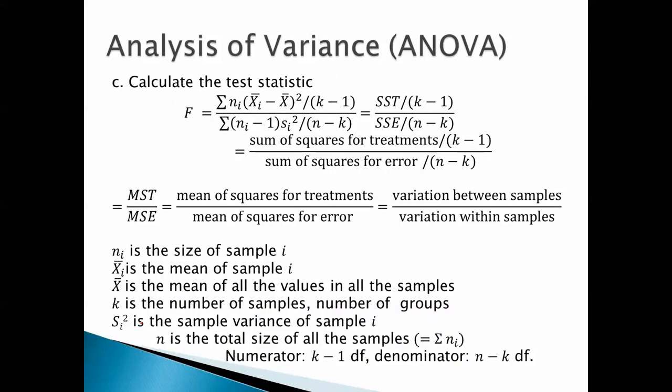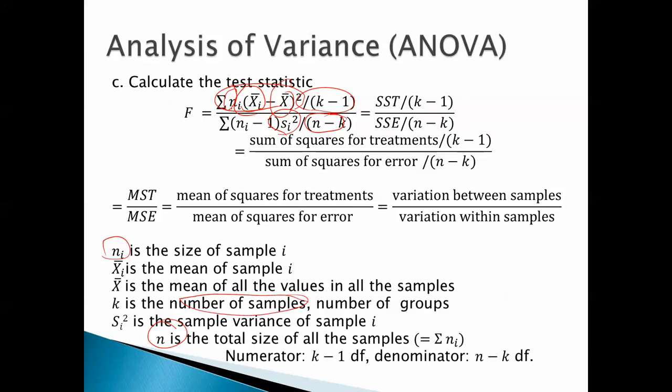Okay, so we calculate the test statistic F. We save the best for last, one of the hairiest formulas we'll see. It's a summation of n sub i, where n sub i is the size of sample i. X sub i bar is the mean of sample i. X bar is just the mean of all the values in all the samples. So that numerator is divided by k minus 1. And then we've got the summation of n sub i minus 1 times the sample variance of sample i, over n minus k. N is the total size of all the samples, the summation of n sub i, and k is just the number of samples, the number of groups.